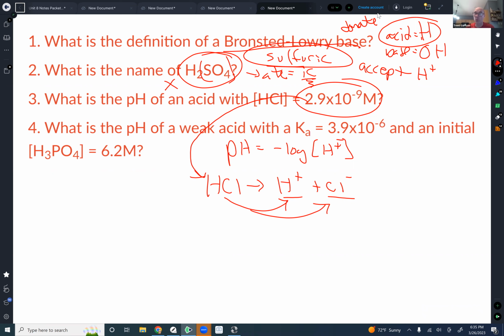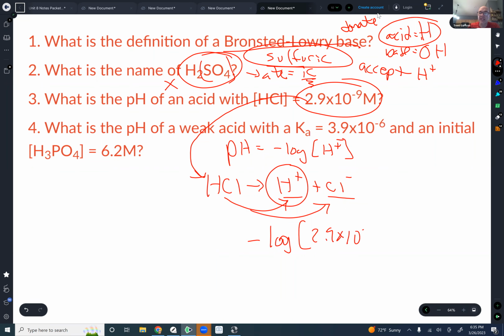It's going to split for every 1 of 2.9 times 10 to the negative 9. It will create 1 that is 2.9 times 10 to the negative 9. So both of them will have the same concentration because they're going to split 1 for 1 on this one. So our hydrogen ion concentration ends up being what is provided to us. So we will just simply do negative log of 2.9 times 10 to the negative 9, and that is 8.5 as the pH. It is unitless.